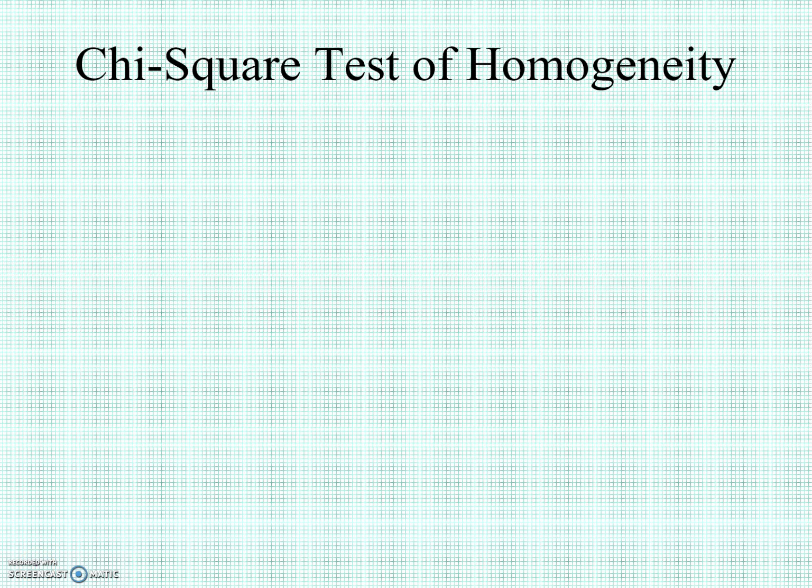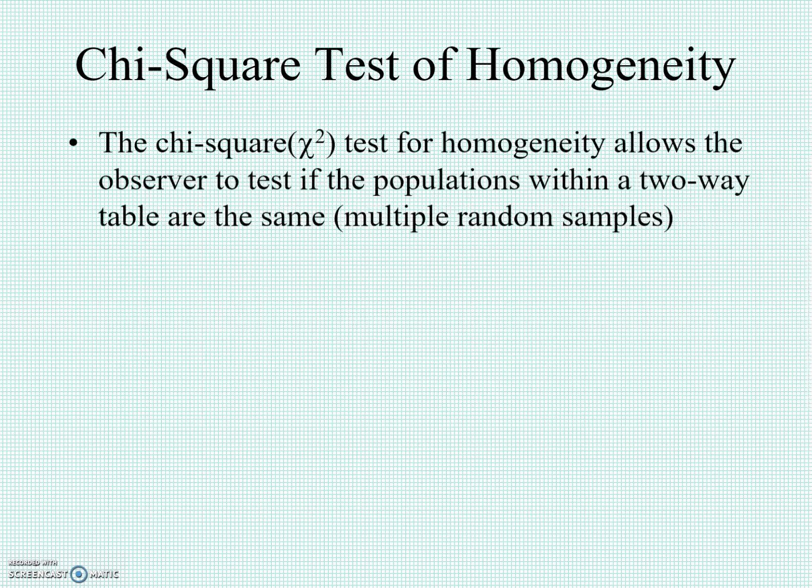Okay, so we've already done chi-square testing for goodness of fit with one population, and chi-square test of independence, again for one population. Today we are doing chi-square testing of homogeneity for multiple populations. That is the big change from the other two types of chi-square tests. The chi-square test for homogeneity allows the observer to test if the populations within a two-way table are the same within multiple random samples or multiple groups within an experiment. That is the big change.